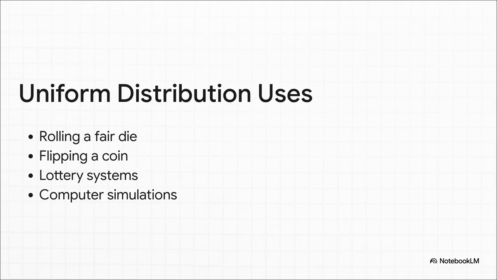So where do you see this? Well, think about rolling a fair die. Every number from 1 to 6 has the exact same 1 in 6 chance of coming up. Same deal with flipping a coin. It's also the basis for things like lottery systems, or when a computer needs to generate truly random numbers for a simulation. Basically, if every outcome is just as likely as any other, you're looking at a uniform distribution.